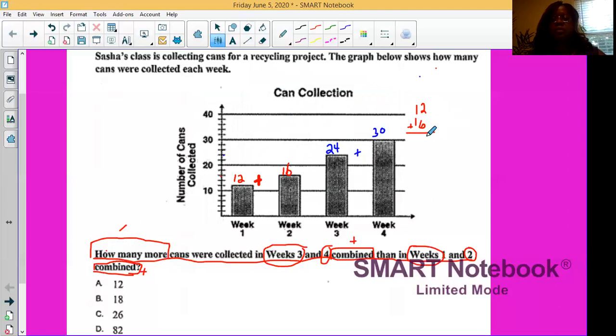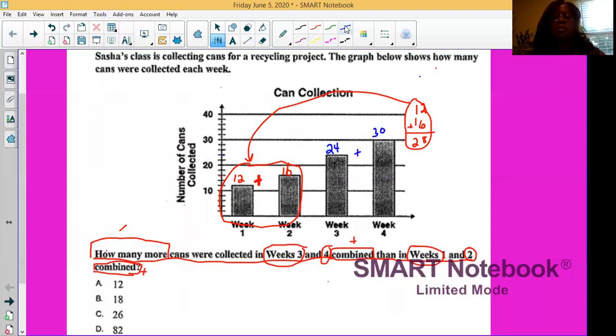All right, 6 and 2, we know it's 8. And 1 and 1, we know it's 2. So this represents weeks 1 and 2. That's combined. Now I got that answer.